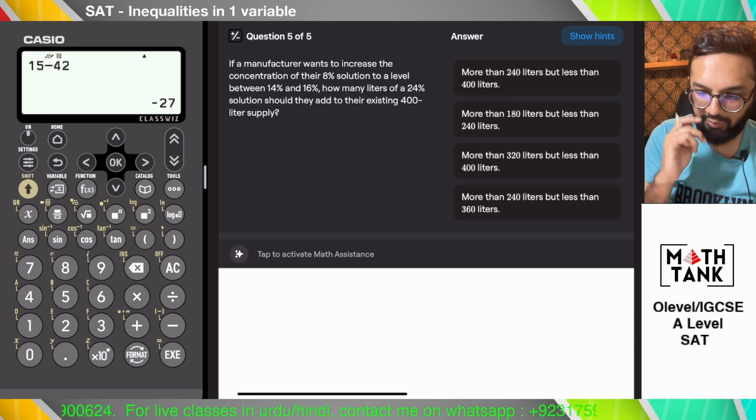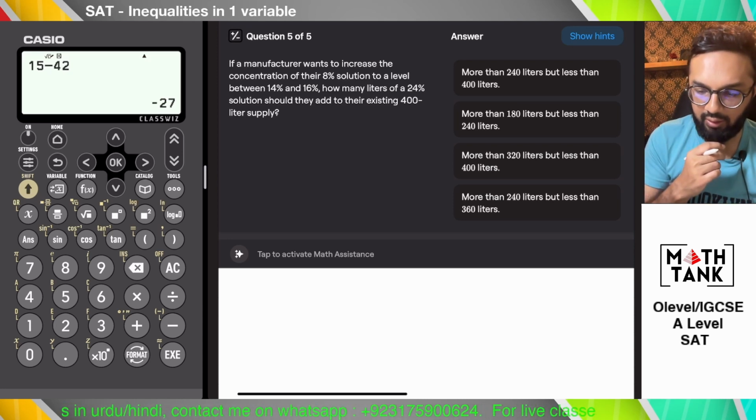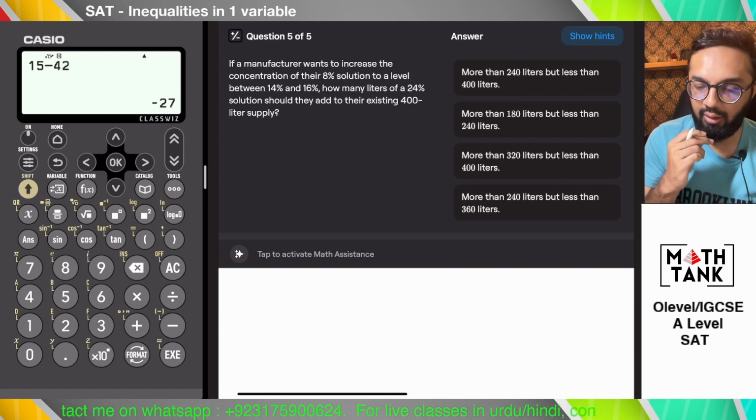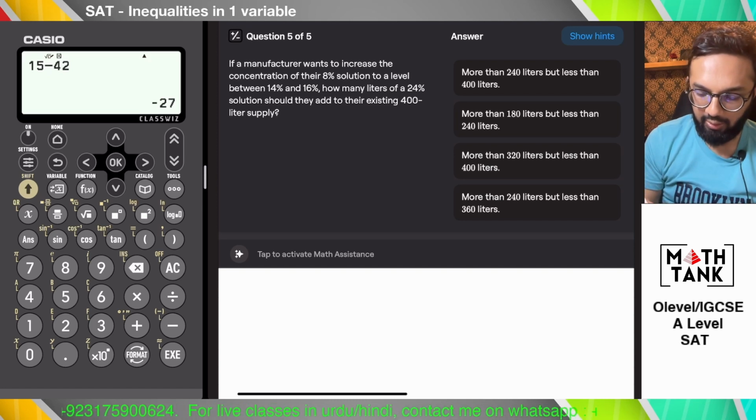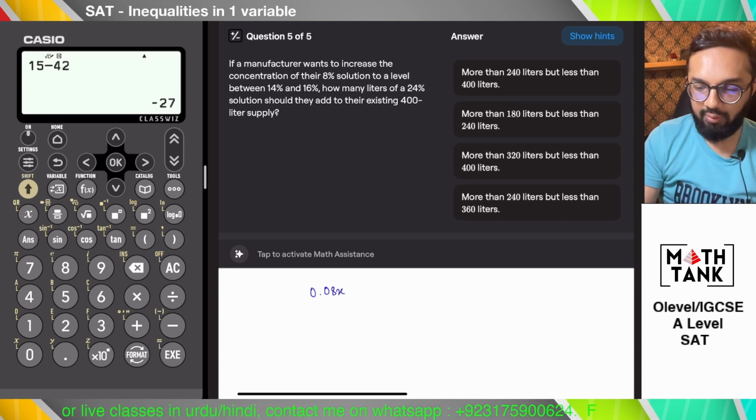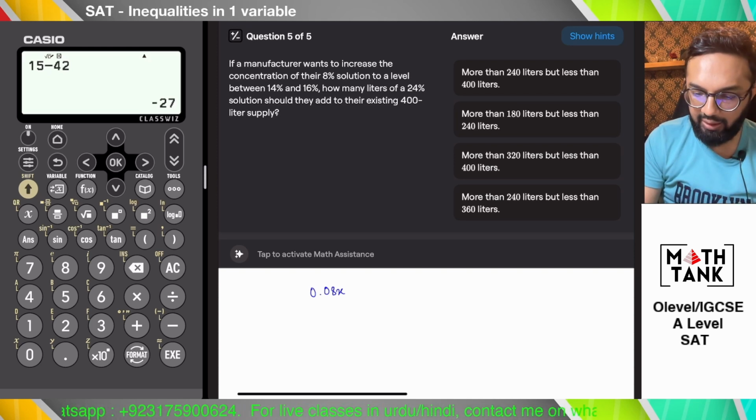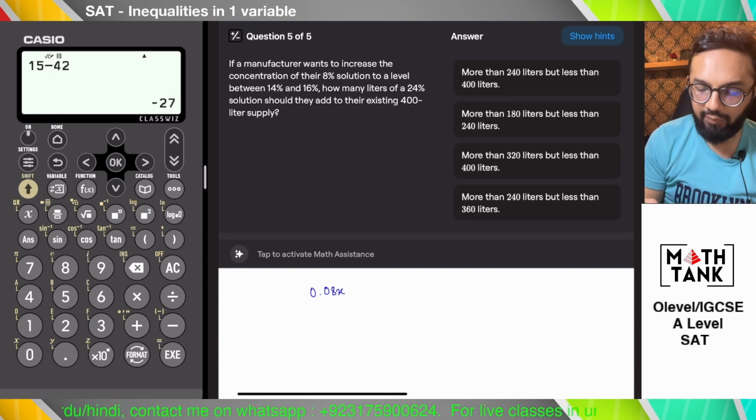Okay. It says if a manufacturer wants to increase the concentration of their 8% solution to a level between 14% to 16%, how many liters of a 24% solution should they add to their existing 400 liter supply? Okay, so they have an 8% solution. Let's say they have 0.08x, that's the concentration of some chemical out of a total of x.